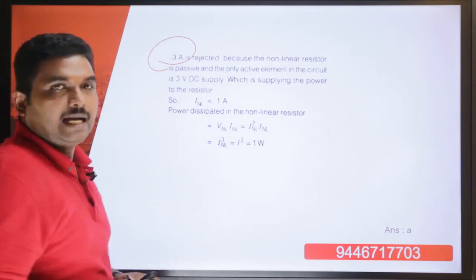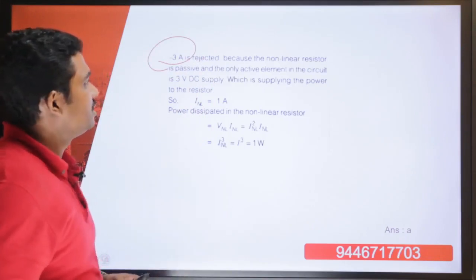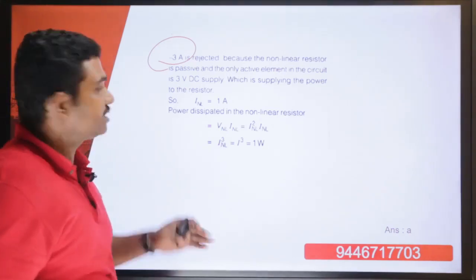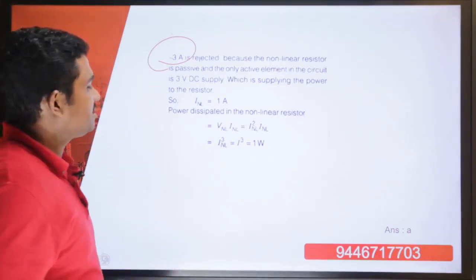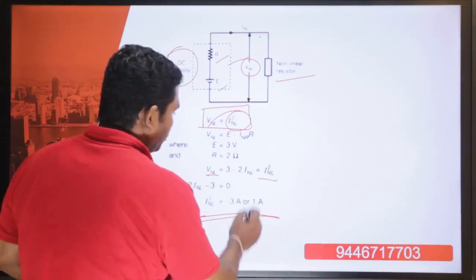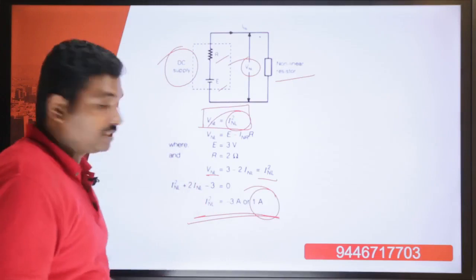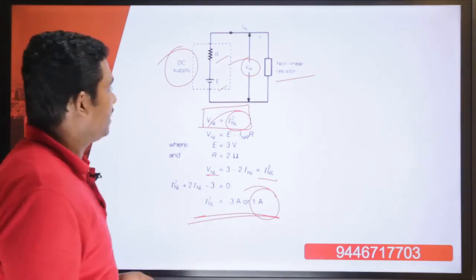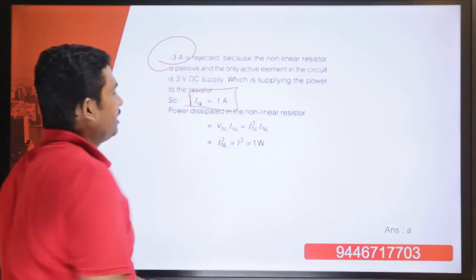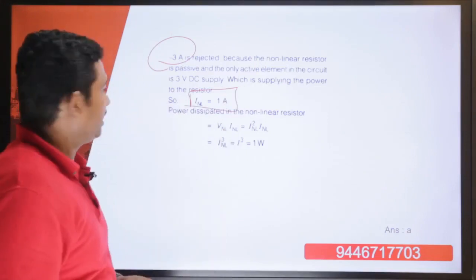So the current cannot be negative, which is supplying the power to the resistor. So there is no absorption, there is only supply. Minus 3 ampere is not positive, and it is not possible. So we will have to conclude that I_NL is equal to 1 ampere.